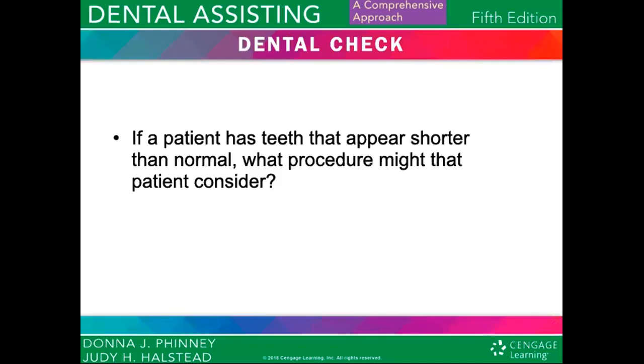So if a patient has teeth that appear shorter than normal, what procedure might that patient consider? We just spoke about this, and that's crown lengthening. So crown lengthening is a procedure done where gum tissue and bone that supports the tooth is removed so that the crown, or the portion of the tooth that we see in the mouth, appears lengthened.